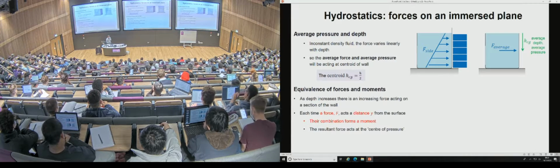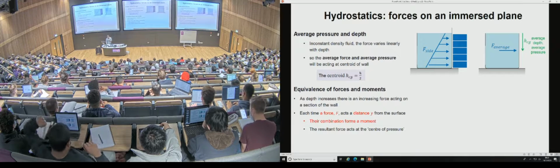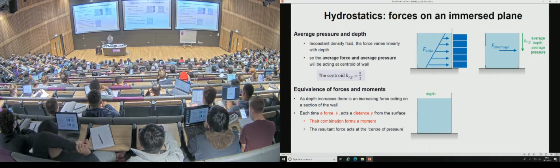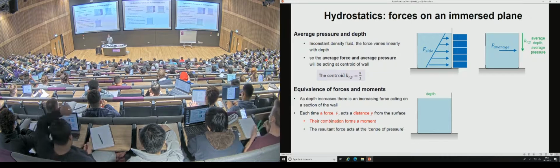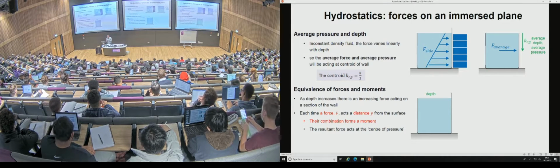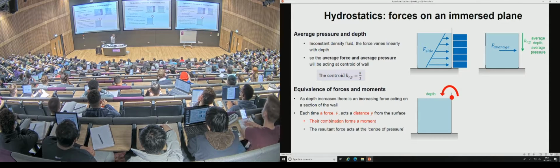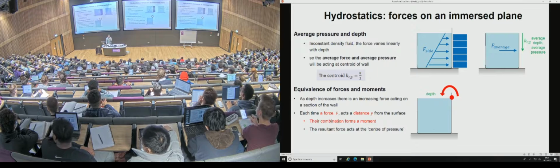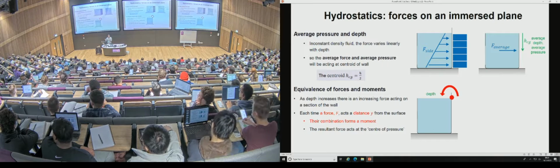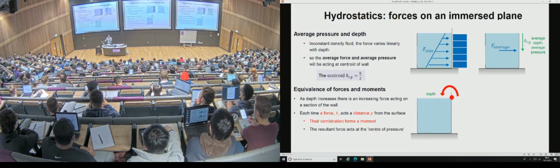And the only way that we can compute this is by looking at the moments of the forces. So in this case, we've got an increasing force acting on each section of wall. Each time, the force F acts a distance y from the surface. And a moment taken from the top of the tank is the sum of that distance times that force. And we need to sum the moments in order to work out, if you like, where the average moment is. And the average moment is going to be the center of pressure.